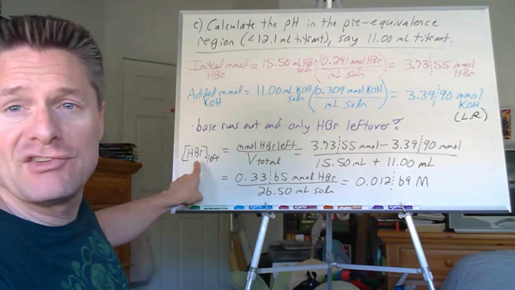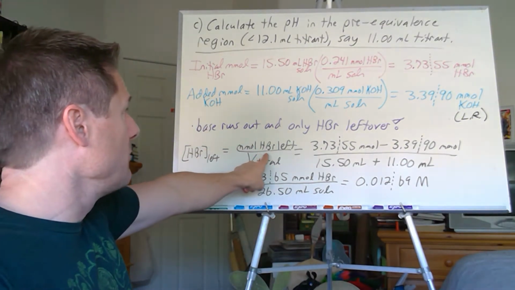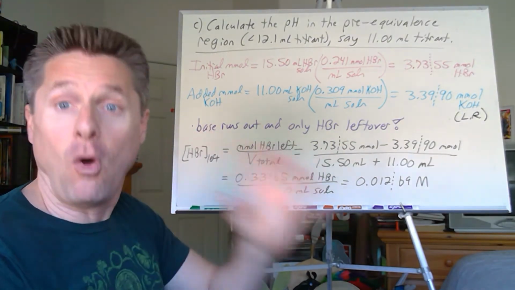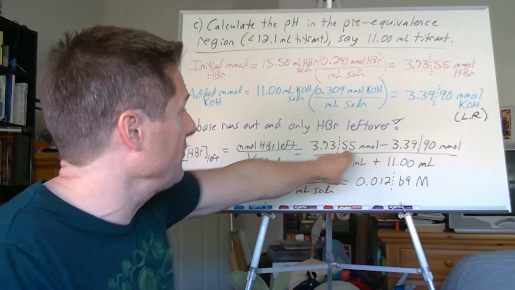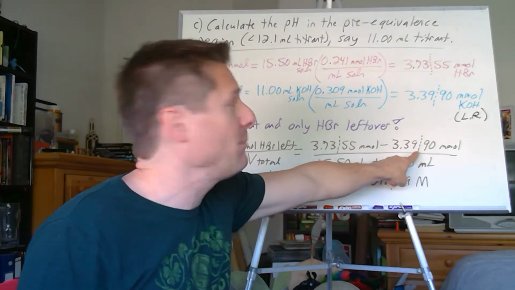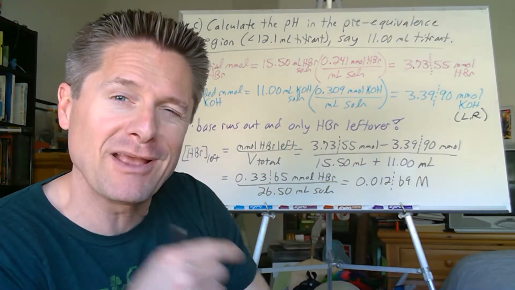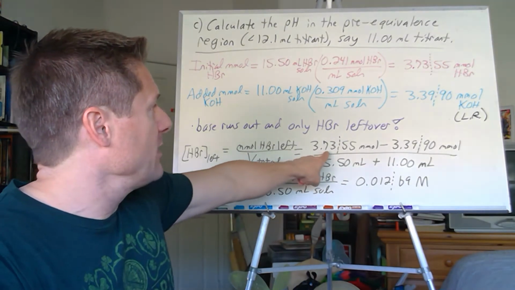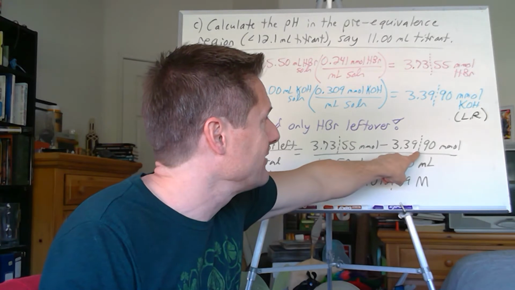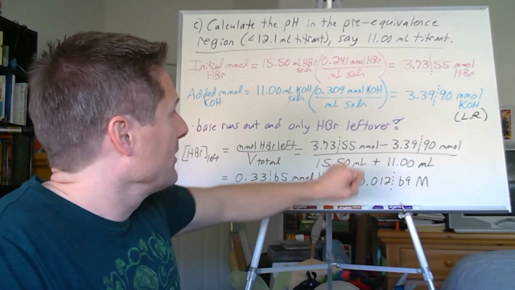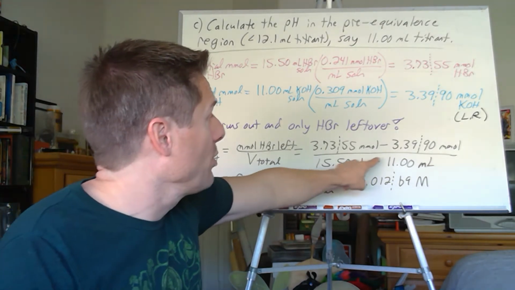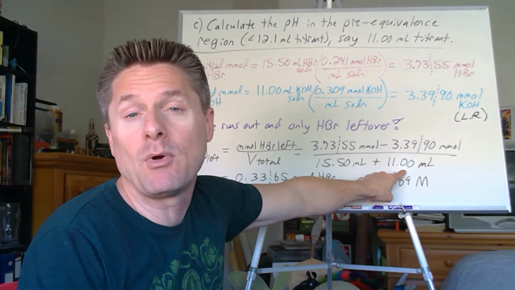So to get the concentration of the leftover strong acid, take the millimoles of HBr left over after the neutralization, divided by the total volume of the two solutions. The millimoles of HBr left over will be the initial amount minus the millimoles of base you added. Because it's a 1-to-1 ratio, we can do a nice little shortcut there. So we'll take 3.7355 millimoles, good to 3 sig figs, minus 3.3990 millimoles, good to 3 sig figs. And we're going to divide that by the total volume, which is the volume of the acid, 15.50 milliliters, plus the volume of the titrant base added, 11.00 milliliters.